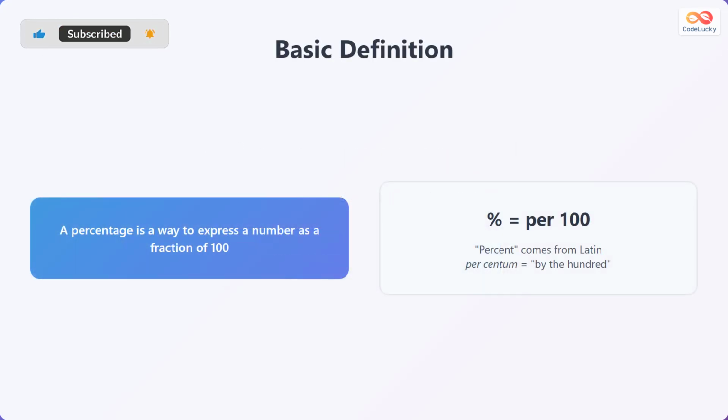A percentage is a way to express a number as a fraction of 100. The word percent comes from the Latin phrase percentum, which means by the hundred. So the percentage symbol is equal to per 100.